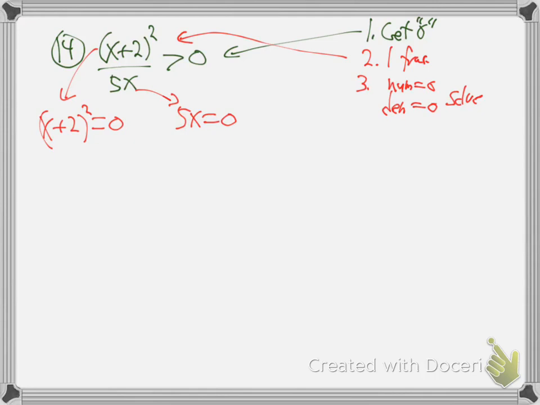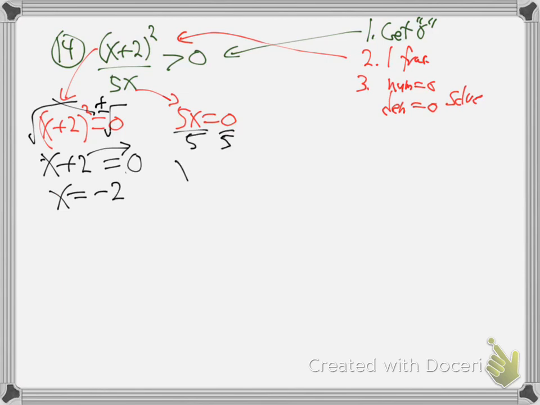How do you solve this one? Now you got to get rid of that 2 power. So you go root. You can do plus or minus. Plus or minus square root of 0 is 0. And the root cancels the square, so x plus 2. Plus or minus 0, though, is just 0. It doesn't make any difference. Move the 2 over, -2. How about this one? Divide by 5. X is just 0, right? 0 over 5 is just 0. So now, let's go to the number line with those answers.